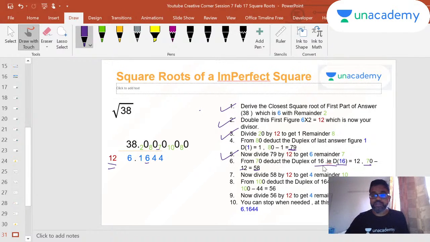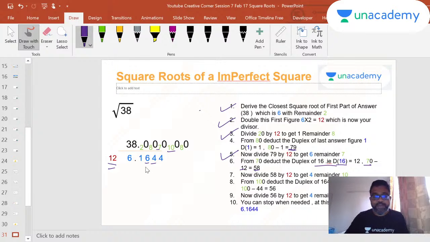So let's continue. When I get 58, it's a pattern. I divide 58 by 12. When I divide 58 by 12, I get 4 remainder 10, right? 4 remainder 10. So the same pattern repeats.